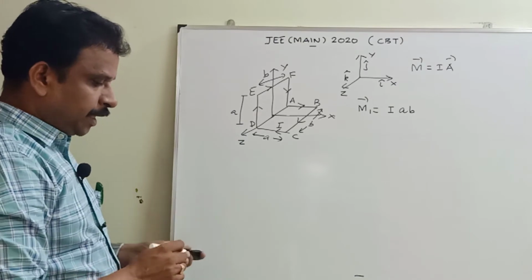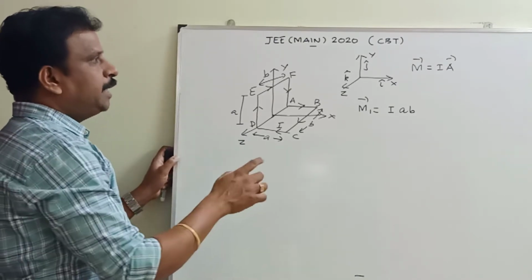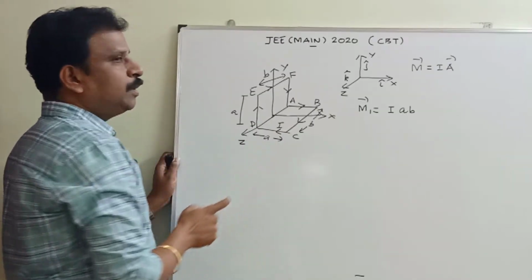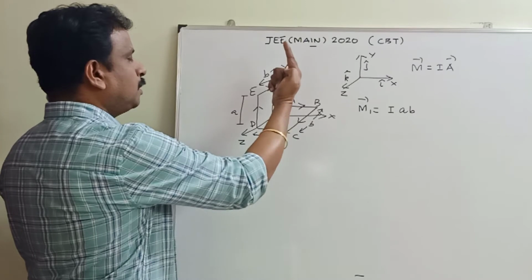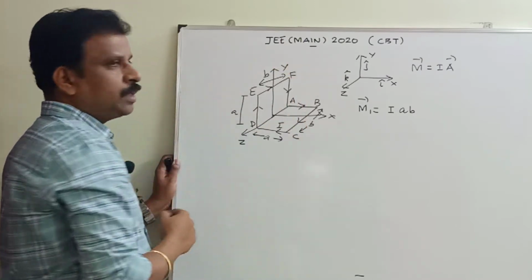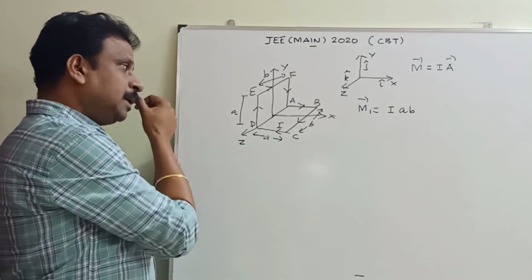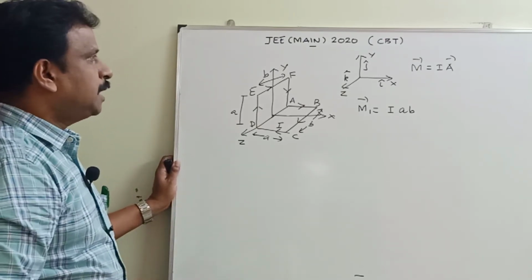Now we have to find the direction of the area vector. Normally the area vector is in the perpendicular direction to the area. So it will be perpendicular to this plane, either towards y or towards minus y. That is the question. We have to see exactly in which direction the area vector will be.